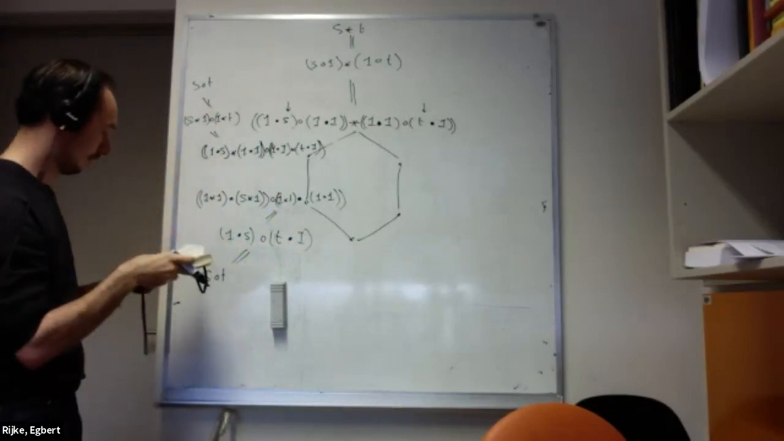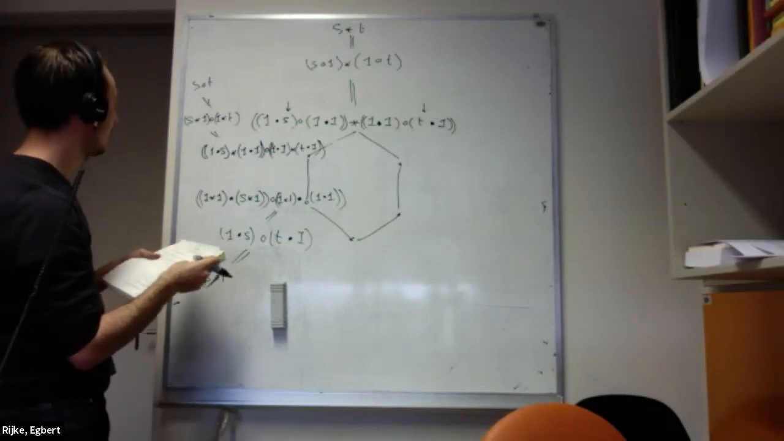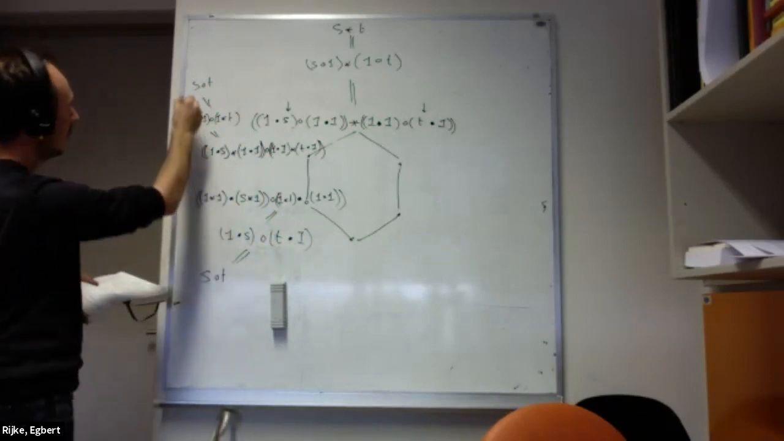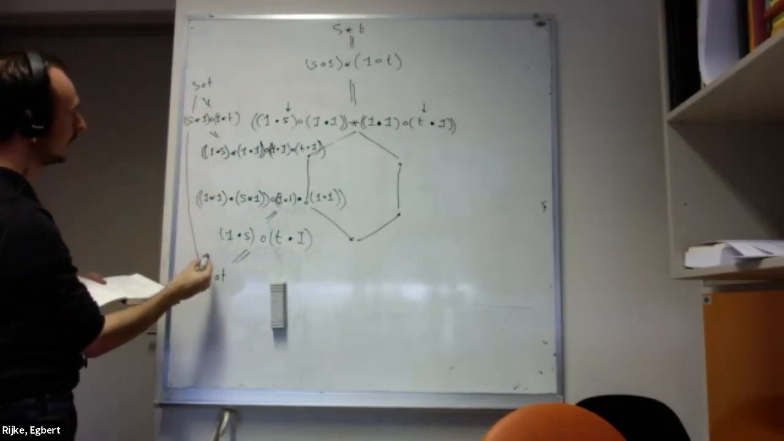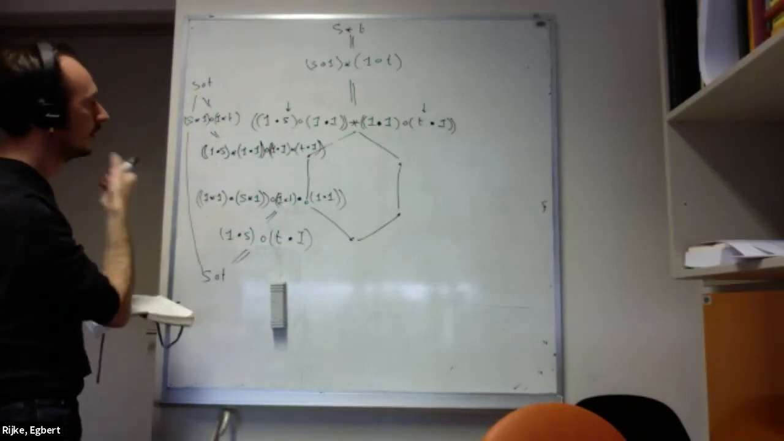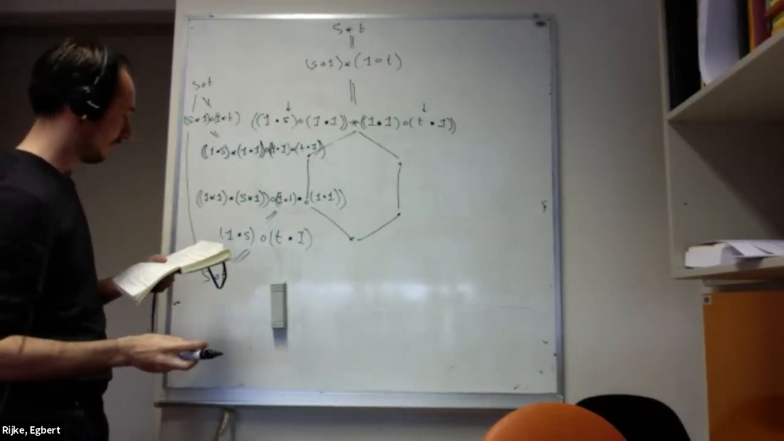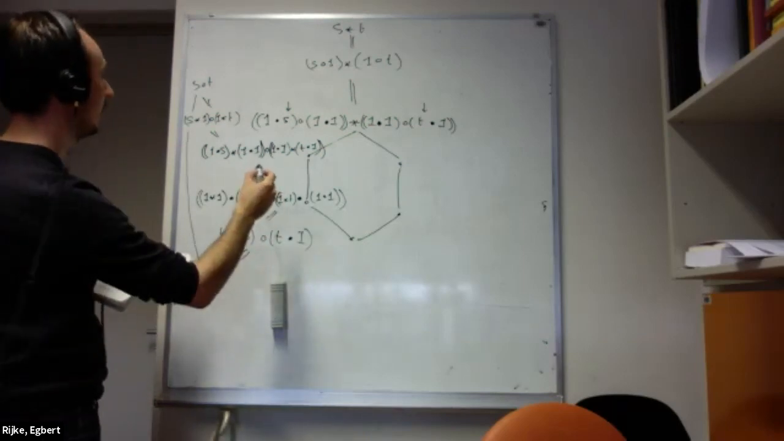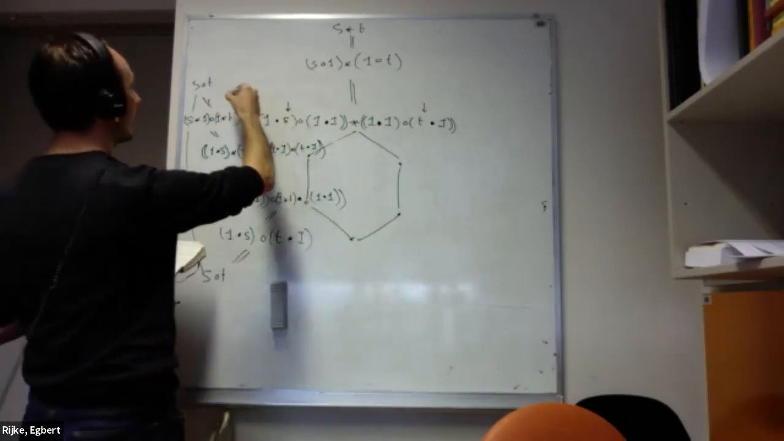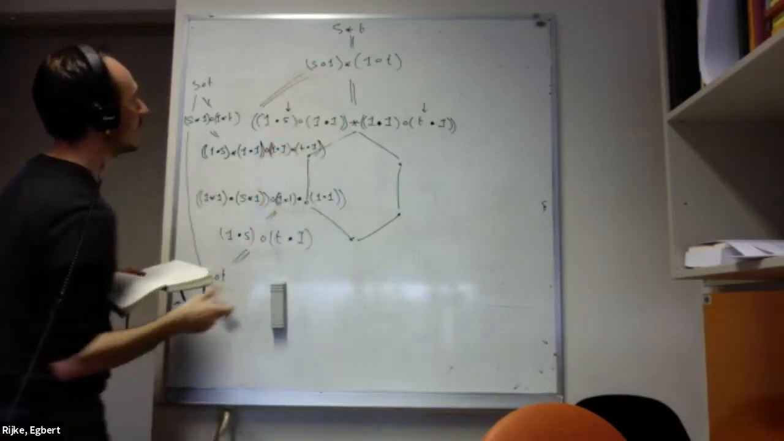So here we have to show that the square commutes, but that's by a unit law that I mentioned. And here we have to observe that one of these squares commutes.